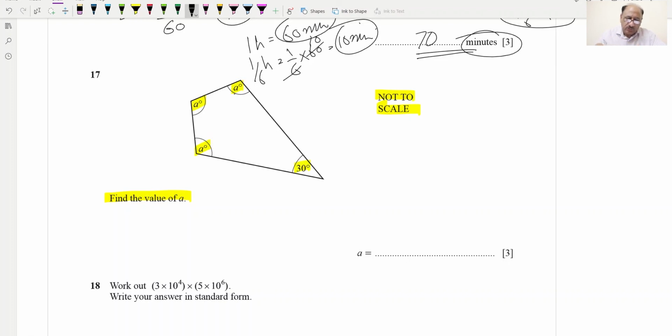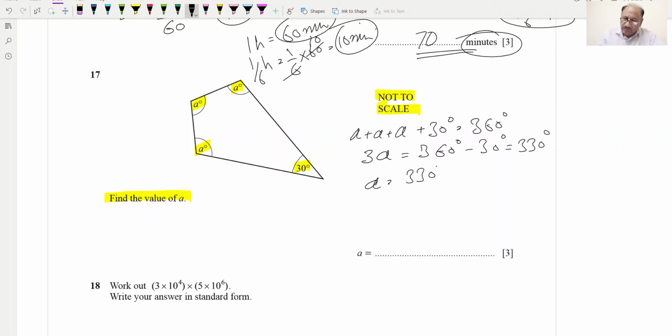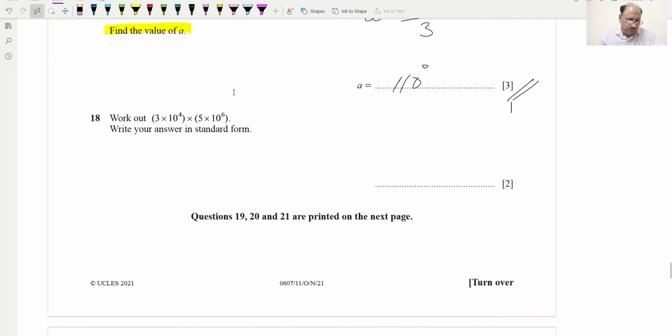We know that the sum of the angles of a quadrilateral adds up to 360 degrees. So we can say A plus A plus A plus 30 degrees is equal to 360 degrees. So this implies 3A is equal to 360 degrees minus 30 degrees, and this is equal to 330 degrees. So A will be equal to 330 degrees divided by 3, which is equal to 110 degrees. So our answer will be 110 degrees, and this was a 3-mark question which we are done.